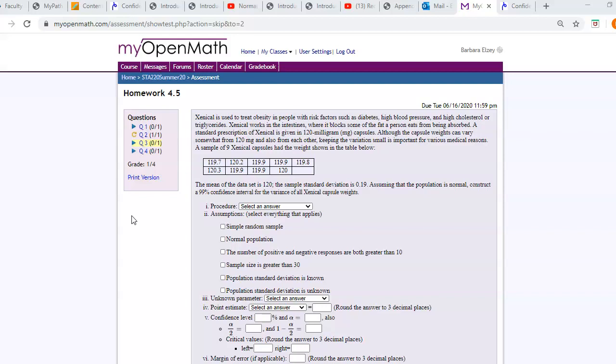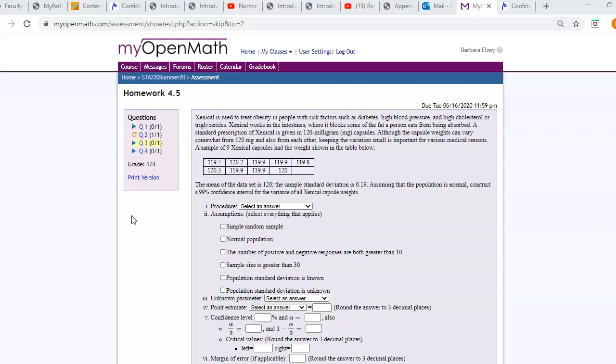Although the capsule weights can vary somewhat from 120 milligrams and also from each other, keeping the variation small is important for various medical reasons. A sample of 9 Xenical capsules has had the weight shown in the table below. The mean of the data set is 120. The sample standard deviation is 0.19. Assuming that the population is normal, construct a 99% confidence interval for the variance of all Xenical capsule weights.